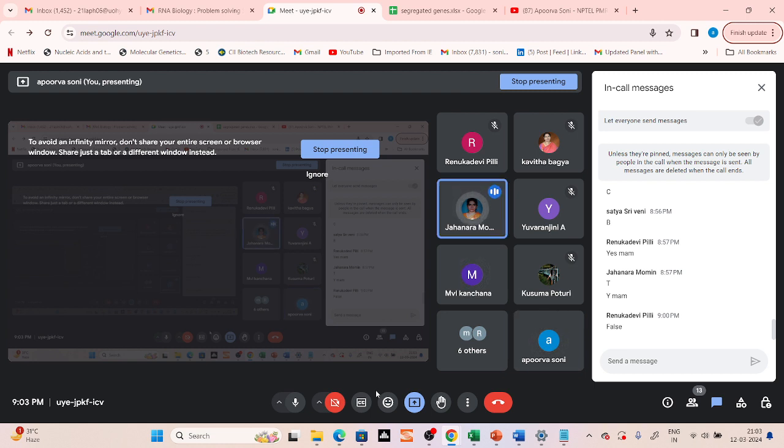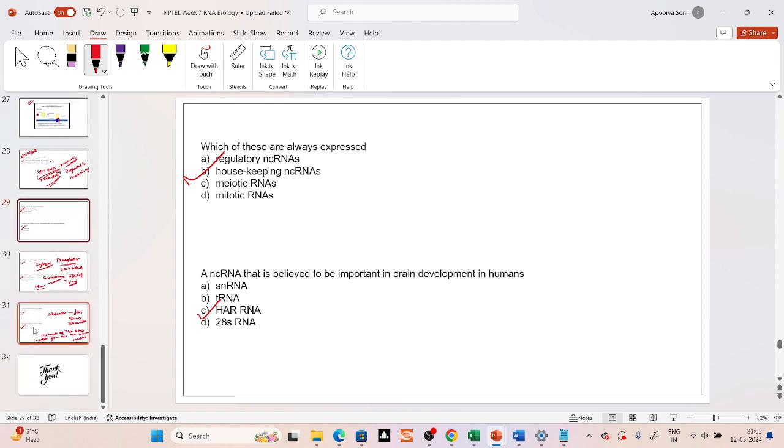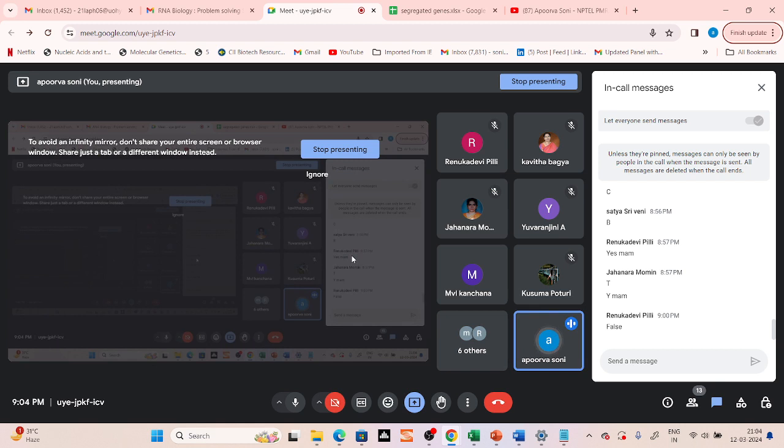Ma'am, non-coding RNAs are not regulated, true or false, ma'am? See, the question is, non-coding RNAs are always stable. Each and every kind of RNA, whether it is a coding RNA or non-coding RNA, all the RNAs are prone or marked for degradation at some point, because the function of RNAs is context dependent. If the context is not there, the RNA would be degraded. So non-coding RNAs are always stable: false. Okay, ma'am. Thank you.